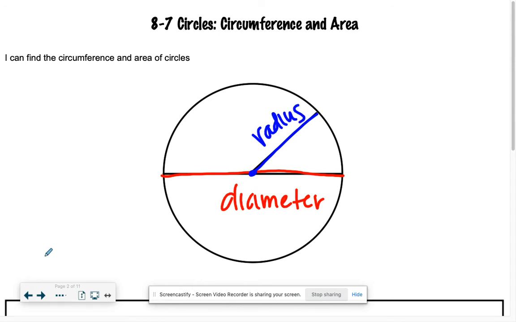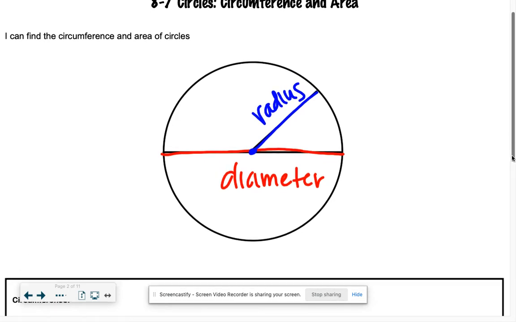Do you guys know the relationship between the radius and diameter? Your radius is from the center to the edge. Isn't your radius going to be half your diameter? Yeah, it's half as big, right? 2 radii make up your diameter.